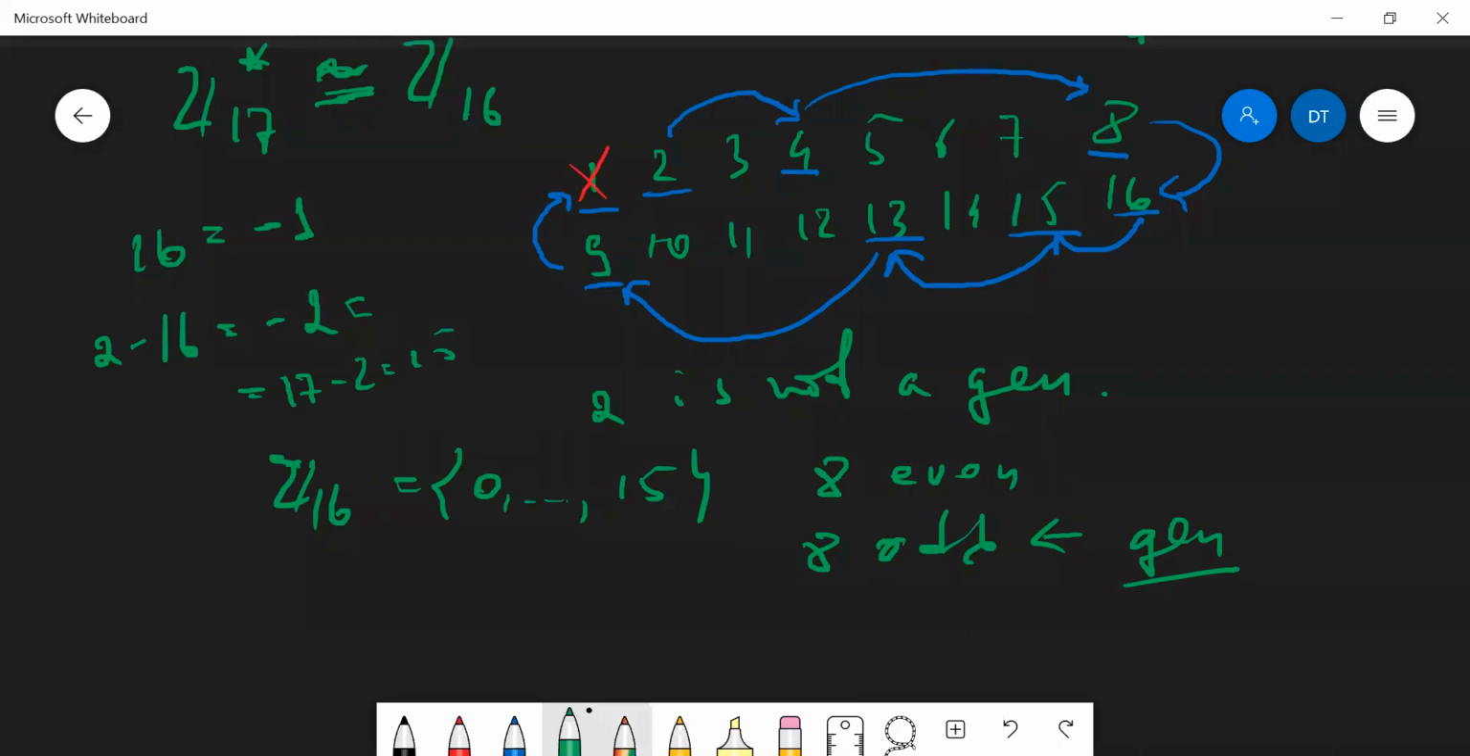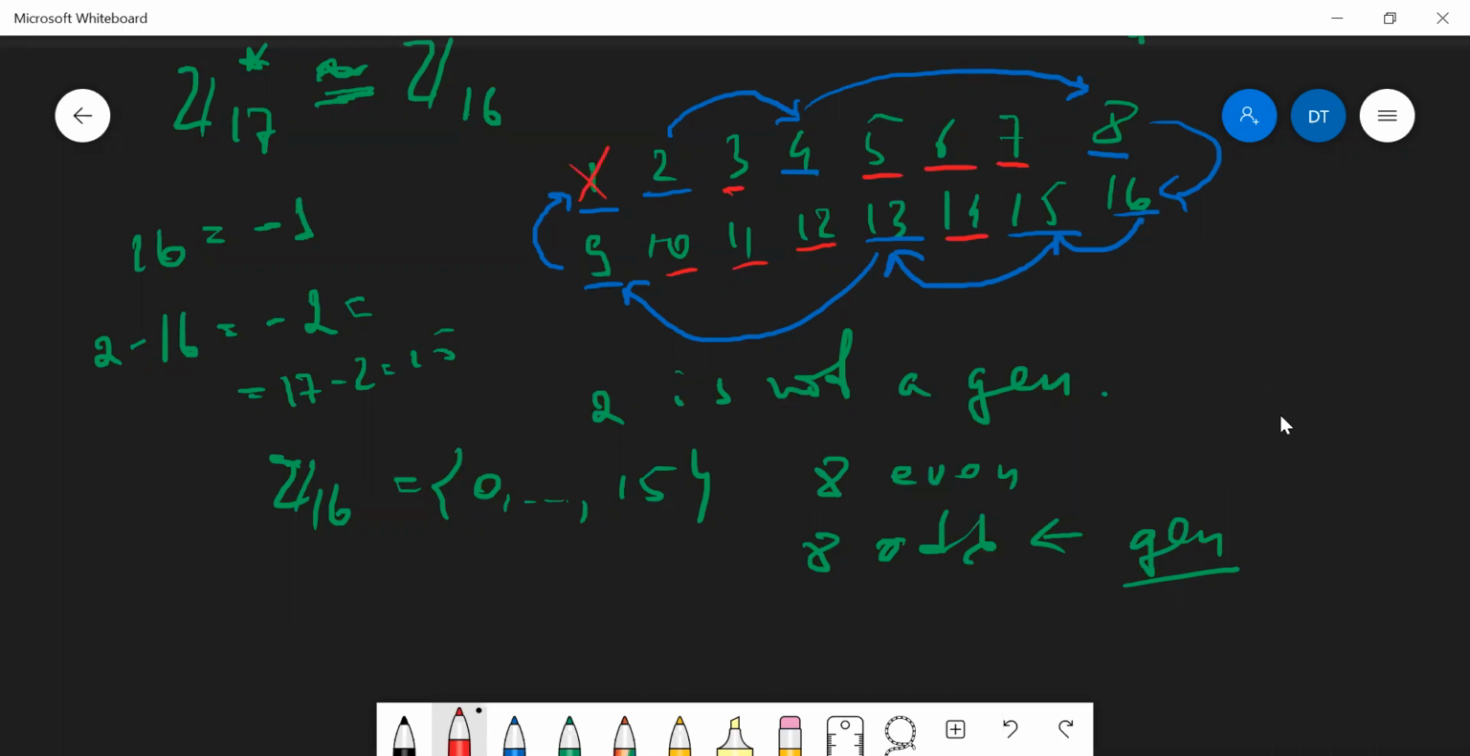So now let me see how many numbers are marked here. 1, 2, 3, 4, 5, 6, 7, 8. And how many are left? 1, 2, 3, 4, 5, 6, 7, 8. So exactly 8 numbers are left. And we know that there must be 8 generators. So all of these are actually generators. So we didn't even try to compute the powers of all the elements like 3, 5, 6, and 7. But we know by this computation that these are the generators.